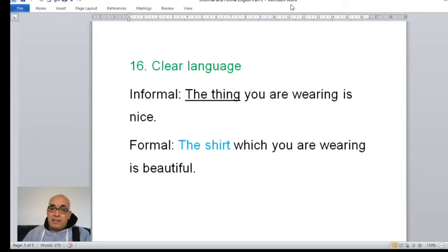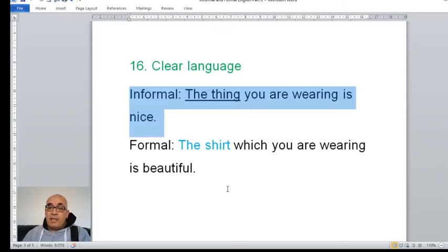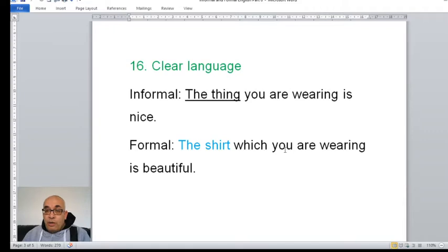How do I make this sentence formal? The shirt which you are wearing is beautiful. Number one, I use the shirt. So now I know and you know what we are speaking about. I don't say the thing, I say the shirt. I use which.